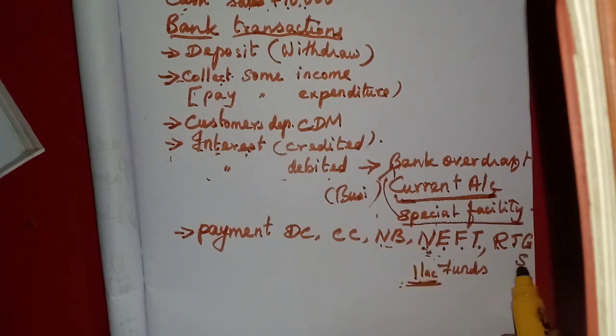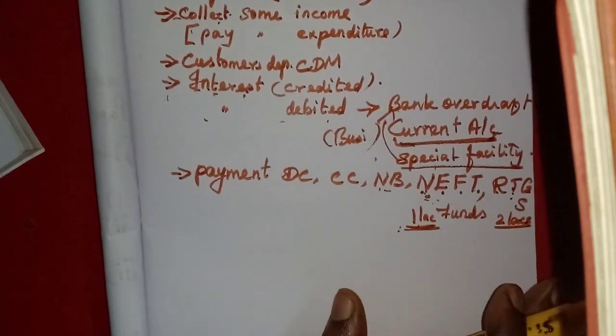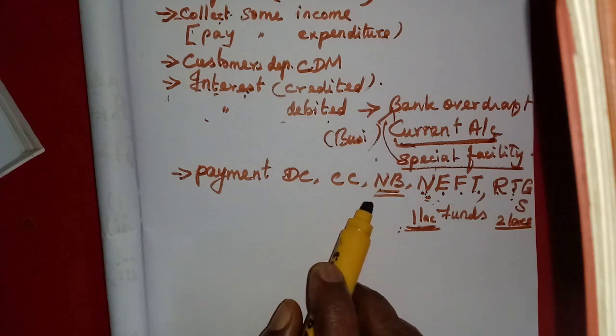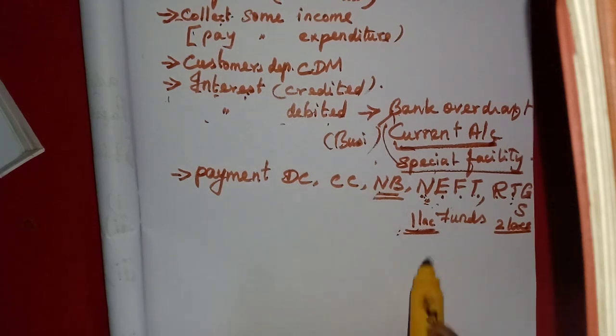But this RTGS, real-time gross settlement, is also used for transferring money. But here the minimum amount should be 2 lakhs. If we need to transfer a minimum of 2 lakh and more, any amount. But with net banking and all, we can transfer even 10,000 or 5,000. That is up to us.